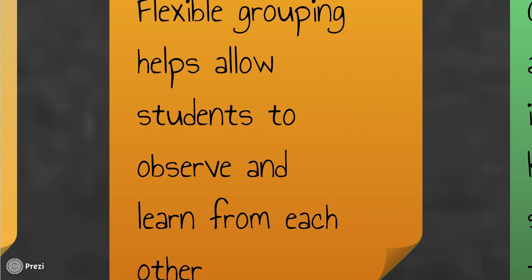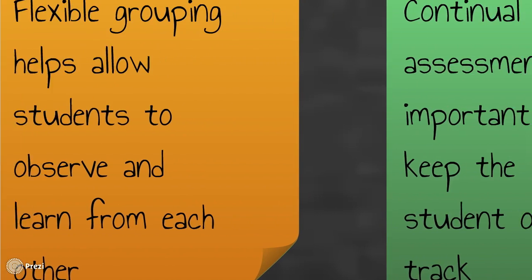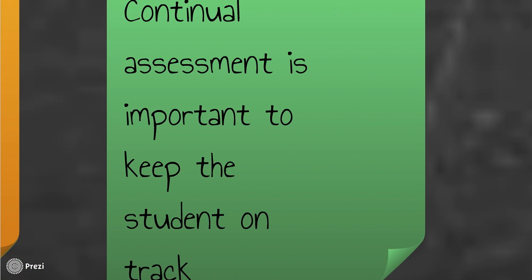Flexible grouping includes students collaborating in pairs or small groups. The teacher can feel free to change the members of the group as needed. This helps allow students to observe and learn from one another through meaningful discussions. Continual assessment is another important factor where teachers continually assess the student to identify the strengths and areas of need so they can meet the students where they are and help them move forward in various methods of teaching.